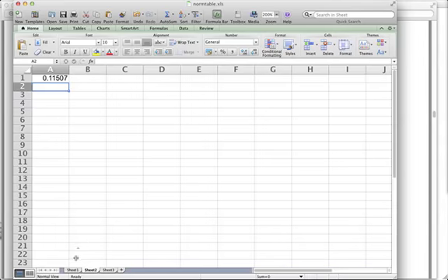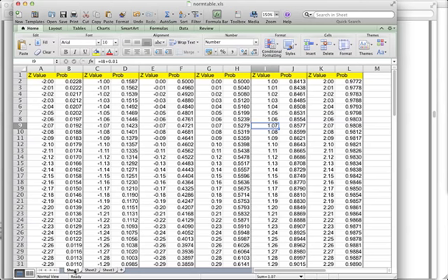Another possibility is to use a normal table. Now, every statistics book that I know of gives you a normal table. The format of those normal tables can vary across books. I've set up an Excel spreadsheet to mimic the tables that you'll find in Chapter 7 as well as in the appendix of Siegel. Now, what you have in this normal table is essentially a cumulative distribution function.